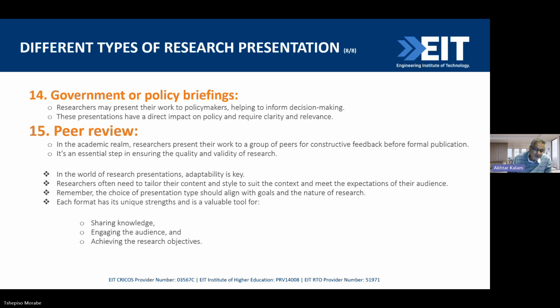So in the world of research presentation, adaptability is key. Researchers often need to tailor their content and style to the context and meet the expectations of their audience. Remember, the choice of presentation type should align with the goals and the nature of your research. Each format has its own strength, and each is a valuable tool. Remember the three things: sharing knowledge, engaging the audience, achieving the research. So it's basically a C: sharing, achieving, and engaging.